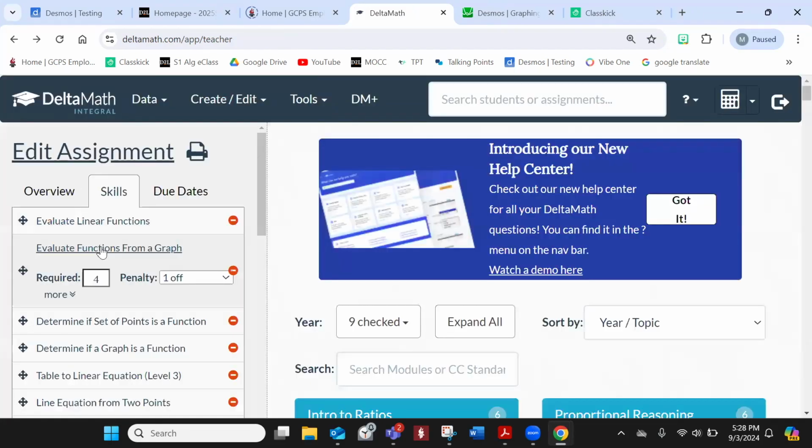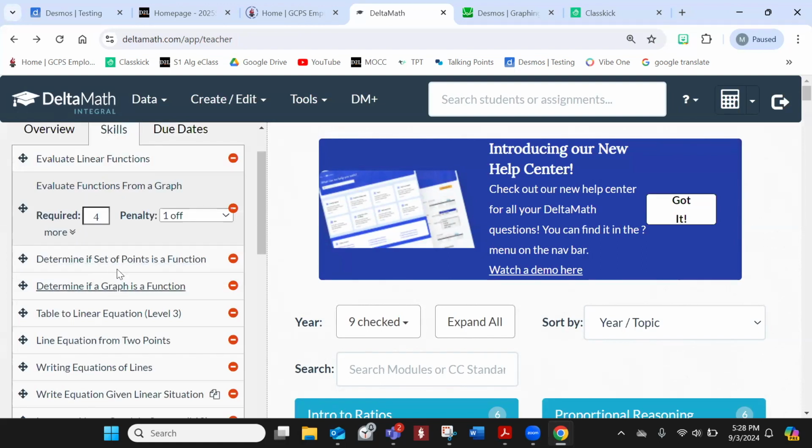All right. Remember, I am going fast. You can stop and start and rewind and fast forward as needed. All right. These two are not on the test, so I'm not going to go over those. The next one I'll go over is table to linear equation.